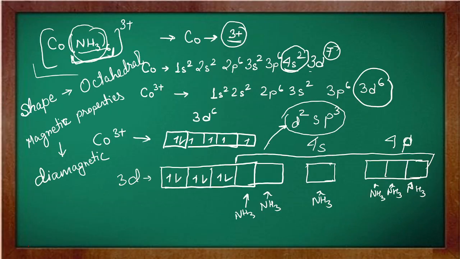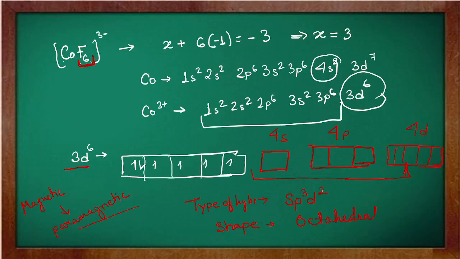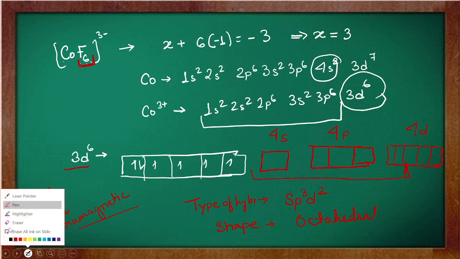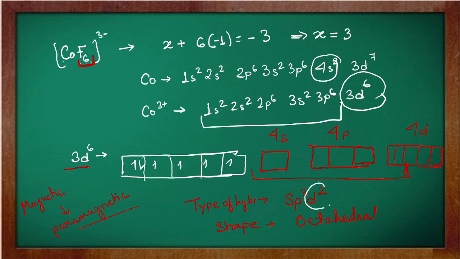Like in the first case, what was my type of hybridization? It was d2sp3. It means that my d orbital is present inwards. When the d orbital is present inside, that is known as an inner orbital complex. And in the next case, here if you see, my d orbital is present in the outer portion. When the d orbital is present in the outer portion, that is known as an outer orbital complex.